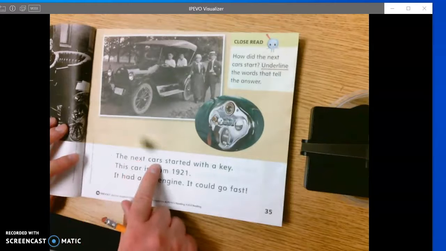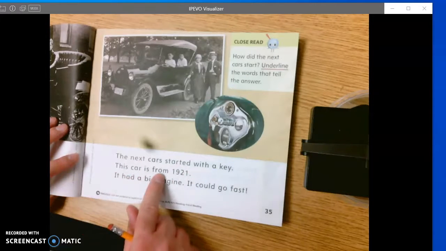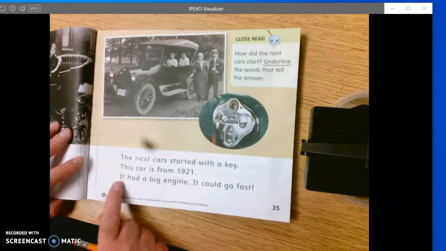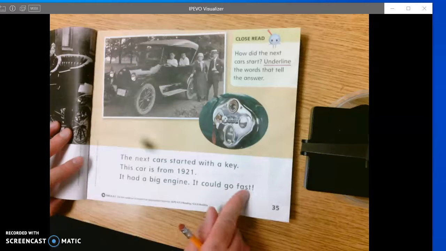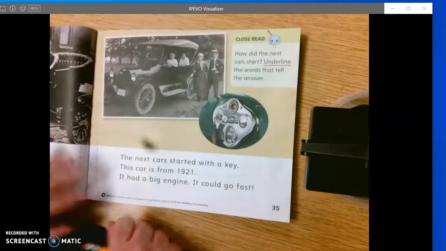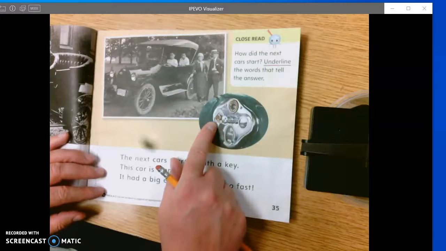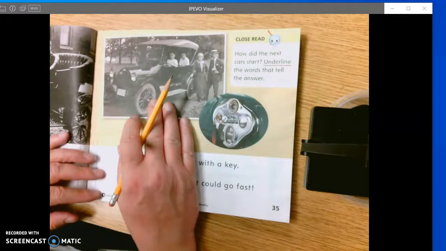The next cars started with a key. This car is from 1921. That's the year 1921. It had a big engine. It could go fast. Wow. All right, so I see this picture here, and there's a key right there. Looks a little bit more like the cars that we have today. Look at that picture. These boys were happy to be in that car.